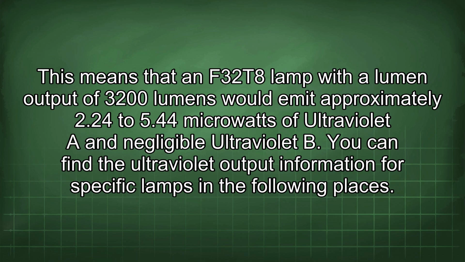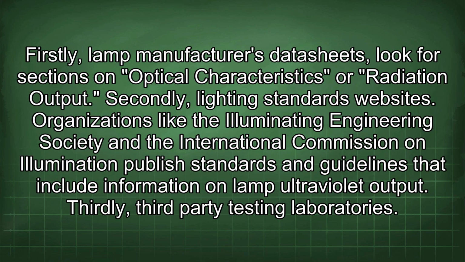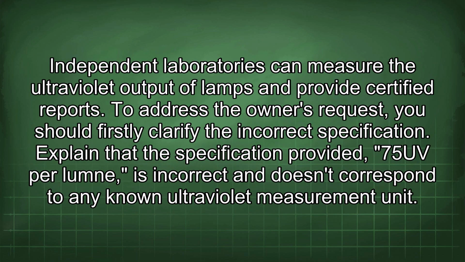You can find the ultraviolet output information for specific lamps in the following places. Firstly, lamp manufacturers' datasheets. Look for sections on optical characteristics or radiation output. Secondly, lighting standards websites. Organizations like the Illuminating Engineering Society and the International Commission on Illumination publish standards and guidelines that include information on lamp ultraviolet output. Thirdly, third-party testing laboratories. Independent laboratories can measure the ultraviolet output of lamps and provide certified reports.